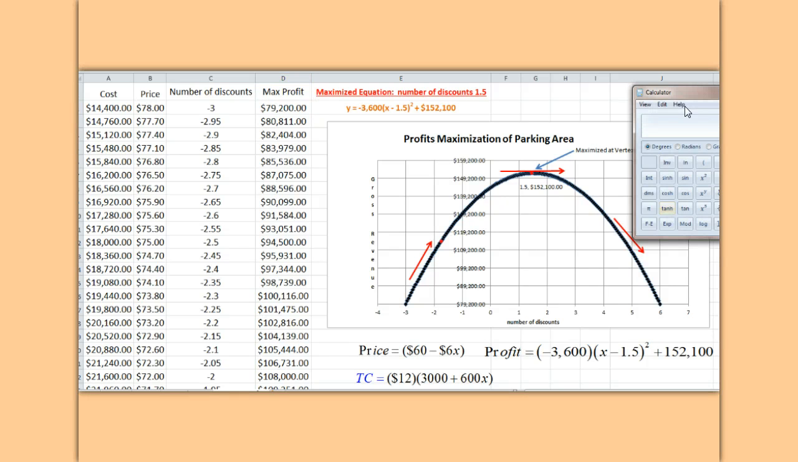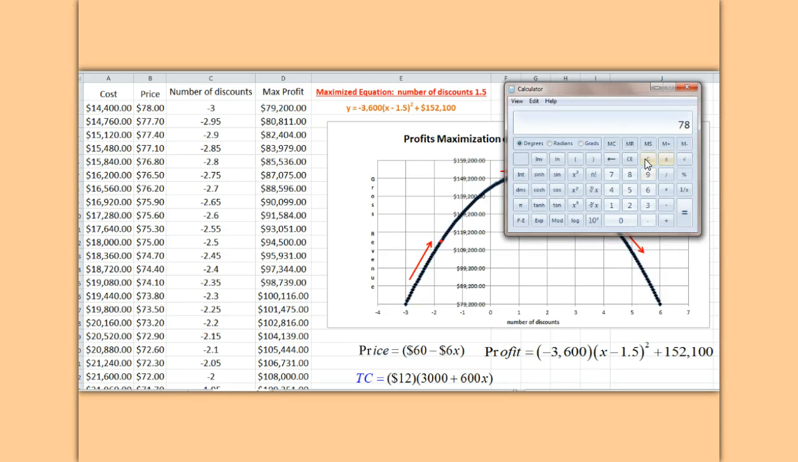Let's do that calculation. So let's do cost. x is equal to -3. That's -3 times 600 plus 3,000 times 12. That's 14,400, and that's what we got there, 14,400.